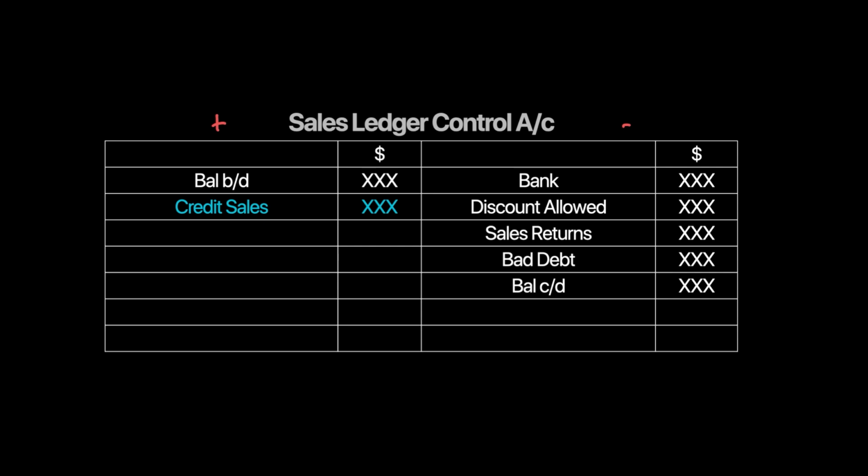Okay, now what are we looking for? We are looking for this figure. This figure, credit sales, is missing. So let me highlight this again so that we remember this. This figure is missing.